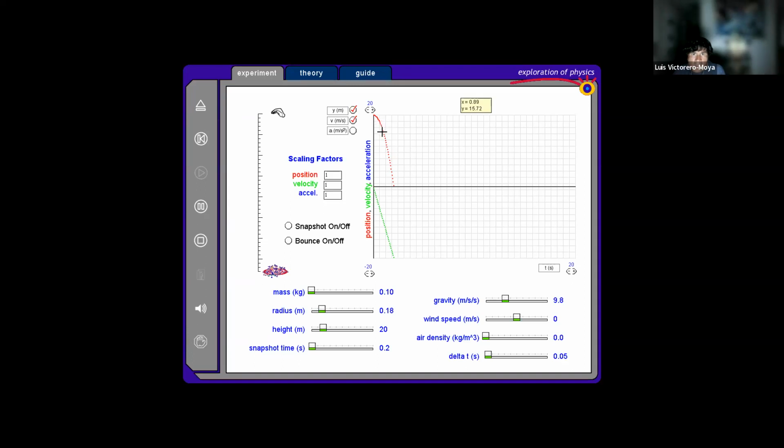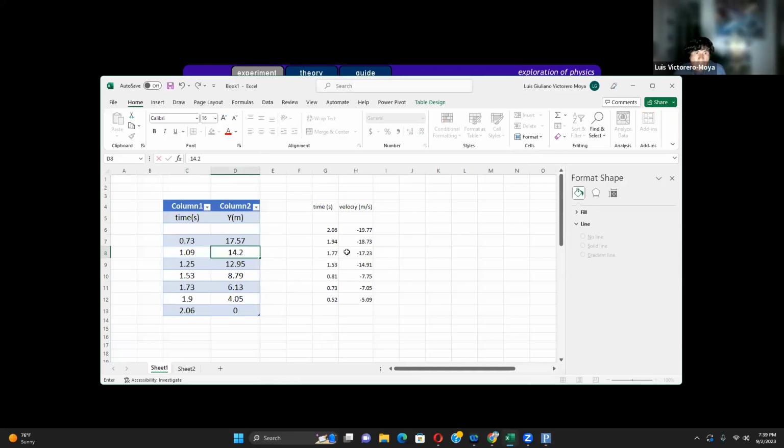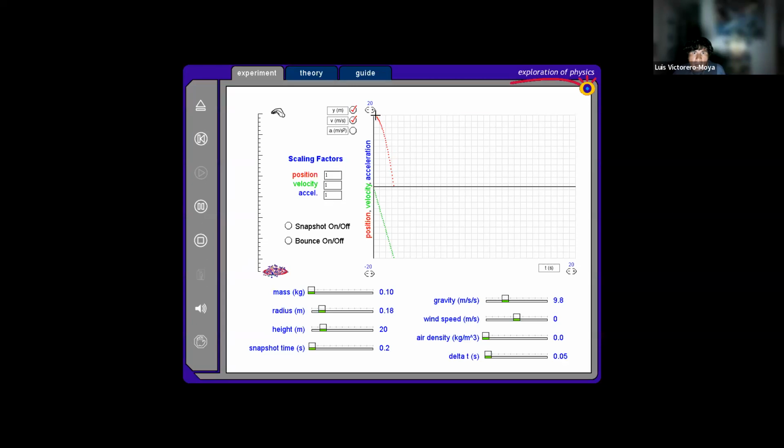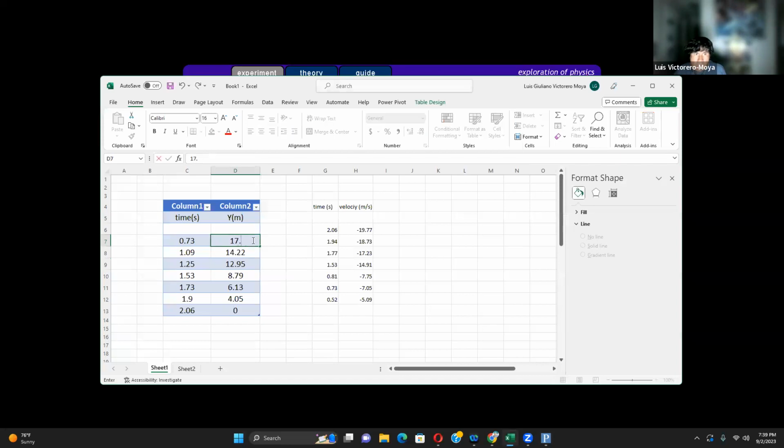I'm looking at the X, remember. 1.09 is the time. No, because it's to the right. So 1.09 will be 14.22. And then 0.73 is very close. Yes. 0.73 is 17.69. All right.